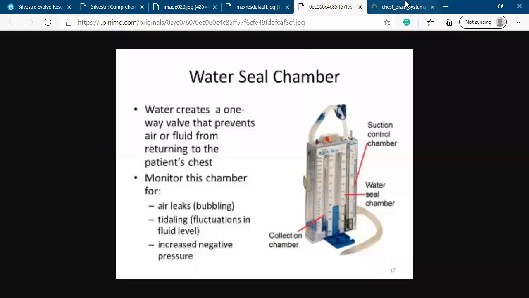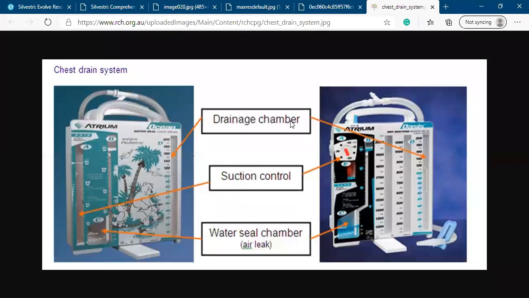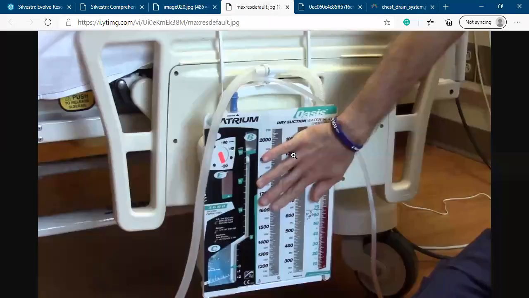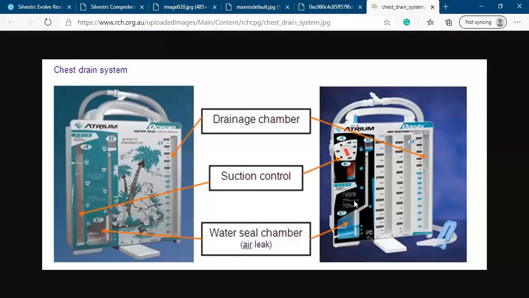So if we go to this picture, you can see here, this is the chest tube or chest tube drainage system. I told you this is the chest tube, right? We put it at the patient's bedside, but the real structure is here. So the chest tube system has 3 parts. All chest tube systems have 3 chambers.